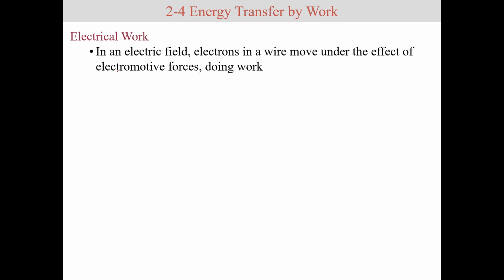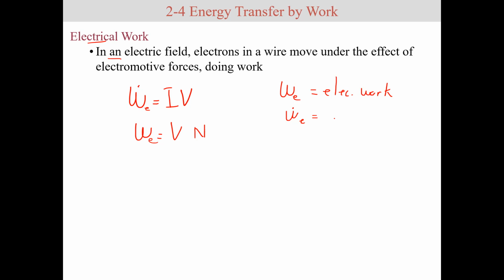Next slide. We're going to end this video on this slide, which is looking at electrical work. In an electric field, electrons in a wire move under the effect of electromotive forces. So when I look at electric power, I define that, or I quantify that by current times voltage, right? Or the amount of work that occurred electrically is equal to the voltage times the charge quantity. So I have here, this should be a subscript E there. This is electric work, right?